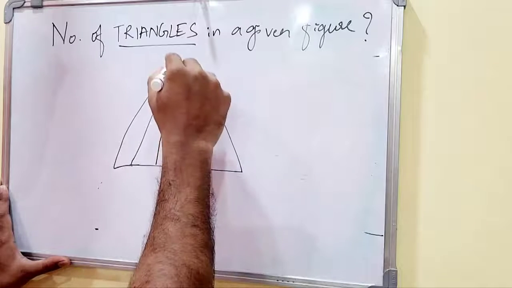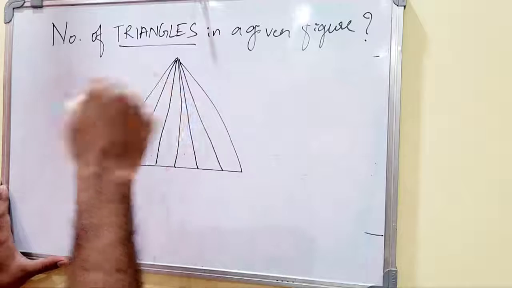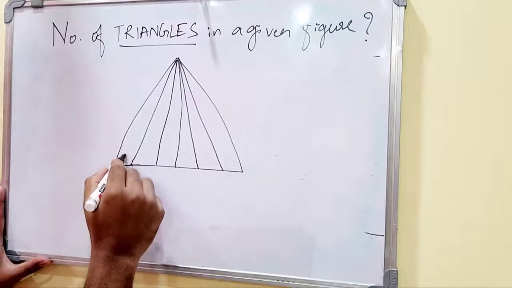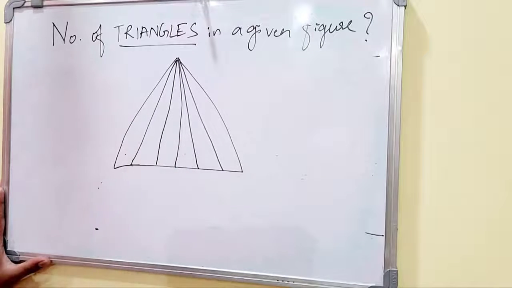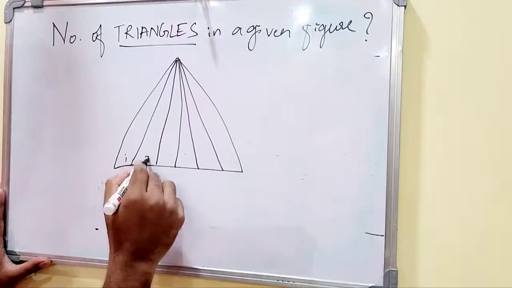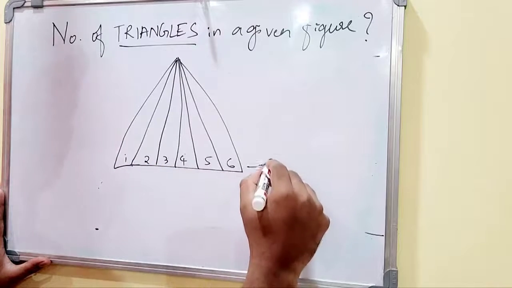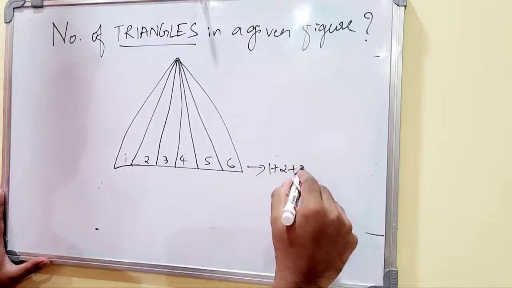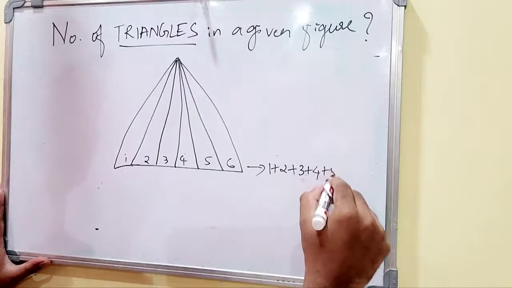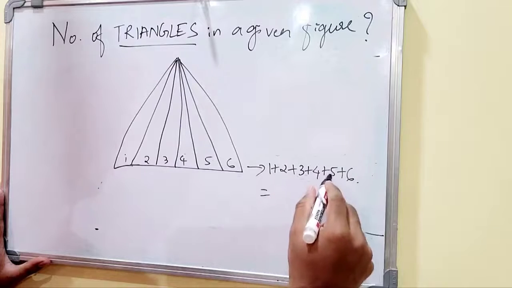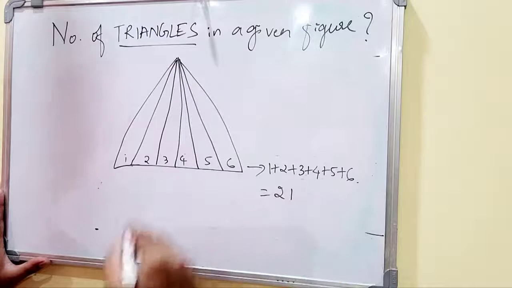Assume that this is a triangle and there are several triangles inside it. This is a previous example which we had seen: if questions of this nature are given, we just number them 2, 3, 4, 5, 6. Then we add them: 1 plus 3 plus 5 plus 6. And this contributes 10, 15, 21.